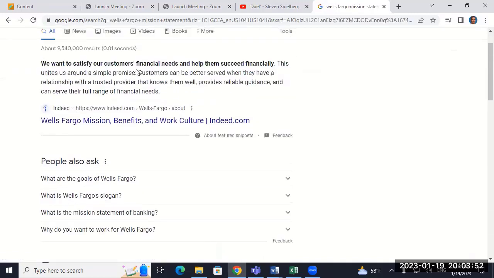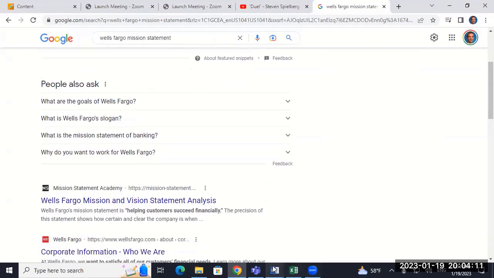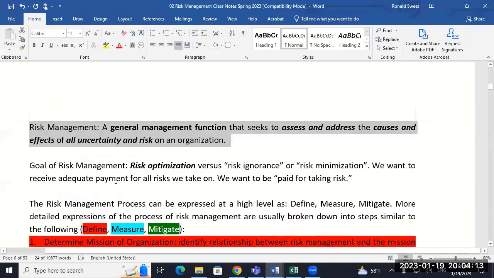We want to satisfy our customers' financial needs and help them succeed. This unites us around a simple premise: customers can be better served when they have a relationship with a trusted advisor that knows them well, provides reliable guidance, and can serve their full range of financial needs. They added that to their mission statement. Still, there's nothing in there about risk, but at least one of you has it. I just can't remember which one.